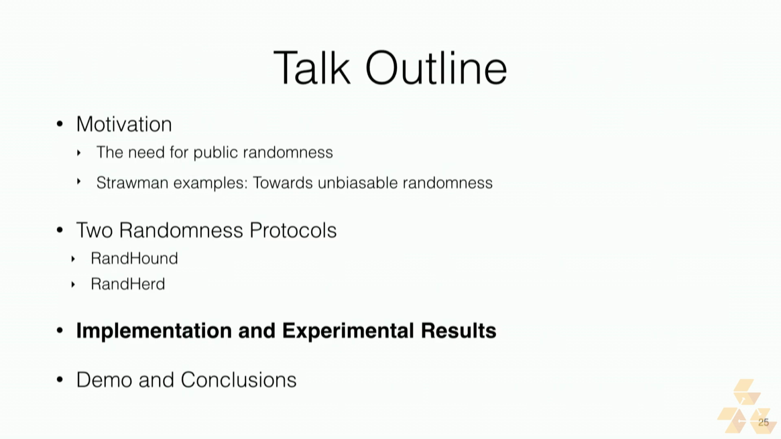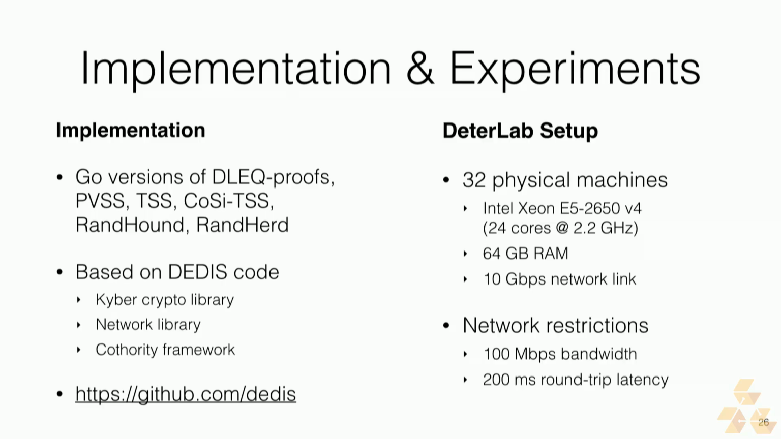In the next part, I present the implementation and experimental results of our 2 protocols. We implemented both protocols and all the necessary building blocks in Go. We integrated this in the DEDIS, the Decentralized and Distributed Systems Lab code, which consists of a crypto library, a network library, and the authority framework, which specifies the protocols. If you're interested, you can check out this GitHub link where everything is publicly available.